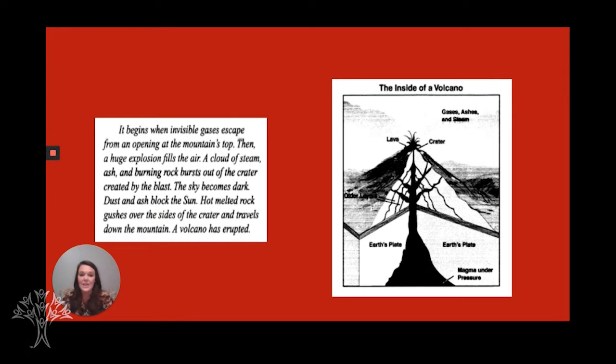There's that word gushes we talked about last time. Take a look at the diagram. The inside of a volcano. We talked about this diagram last time. The diagram shows how magma is under pressure, and that magma pressure is building up so that the magma rises and eventually bursts out the top of the volcano, which creates a crater, and it turns to lava. Then gases, ashes, and steam are all in the air.